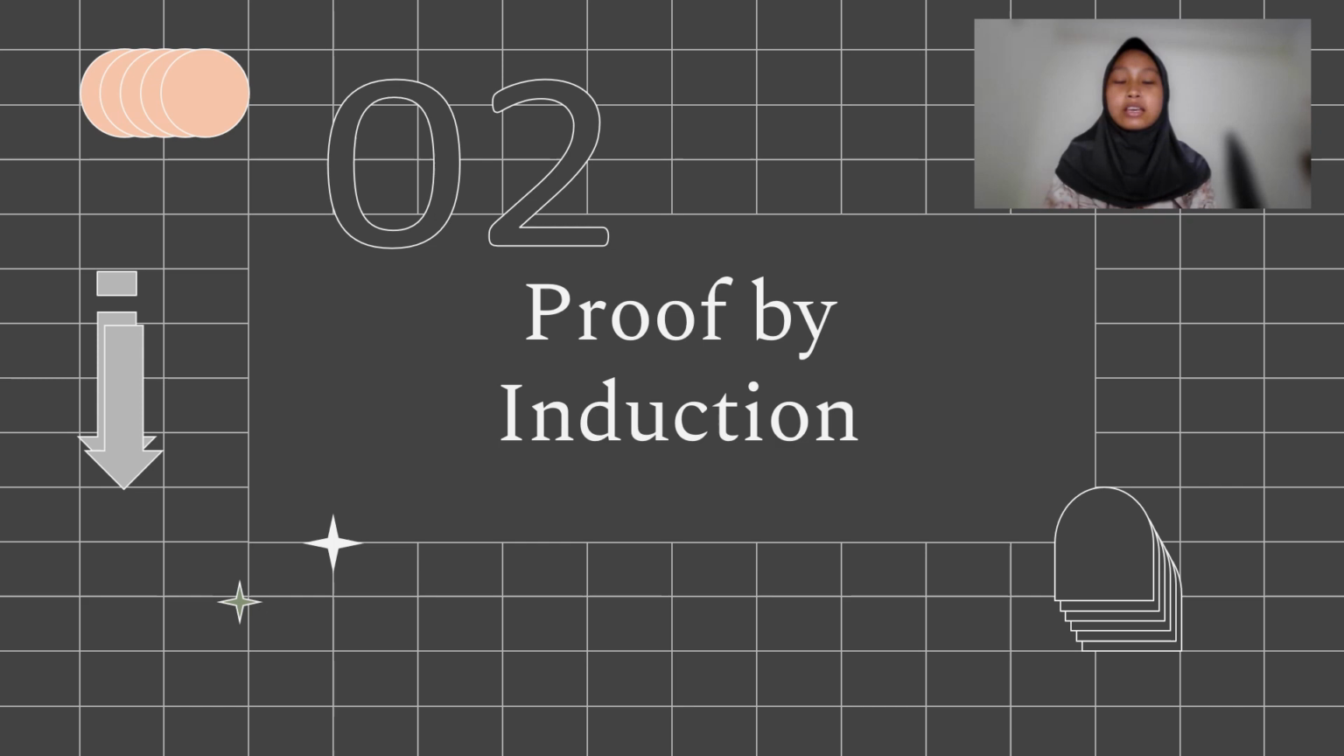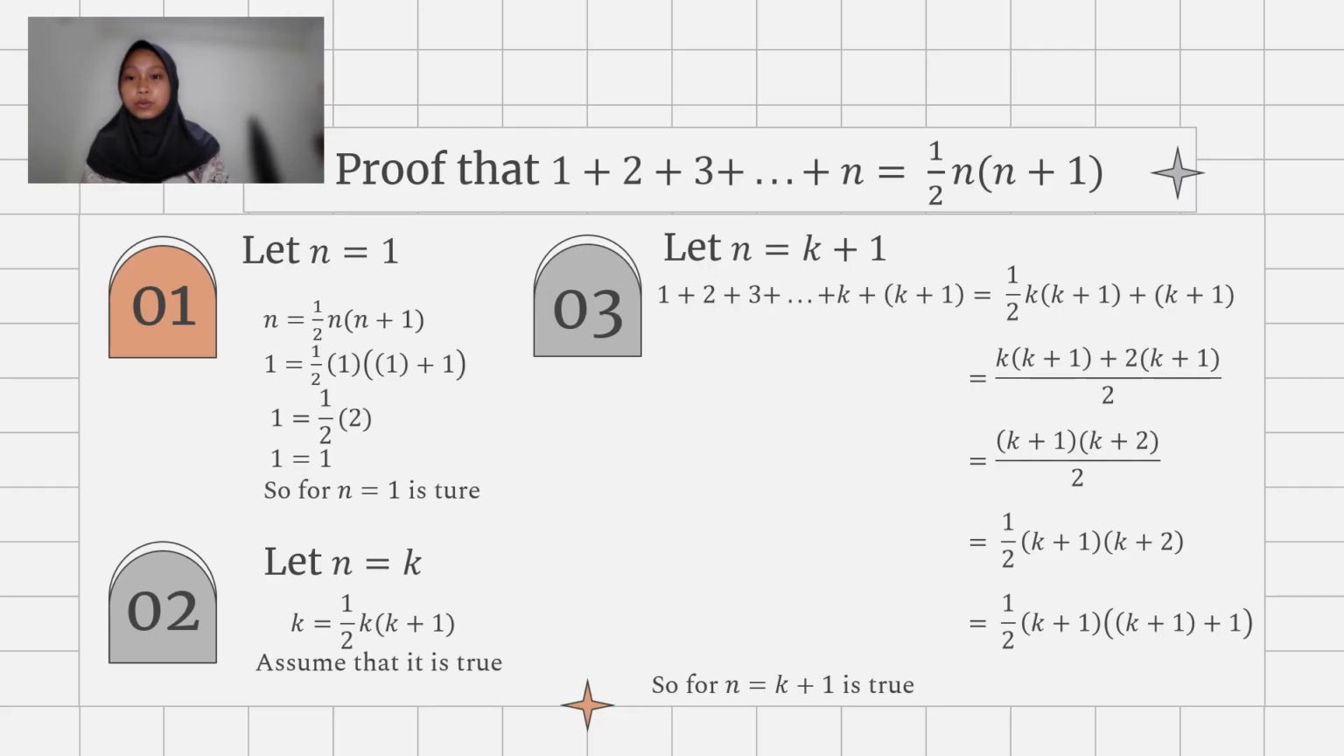Okay, the second is proof by induction. Okay, the question is prove that 1 plus 2 plus 3 plus and so on until n equal to 1 over 2 times n times (n plus 1). The first step is let n equal to 1. We must substitute the n with 1. So 1 equal to 1 over 2 times 1 times (1 plus 1). So we get 1 equal to 1 over 2 times 2. So 1 equal to 1. So for n equal to 1 is true. I'm sorry, this is a typo.